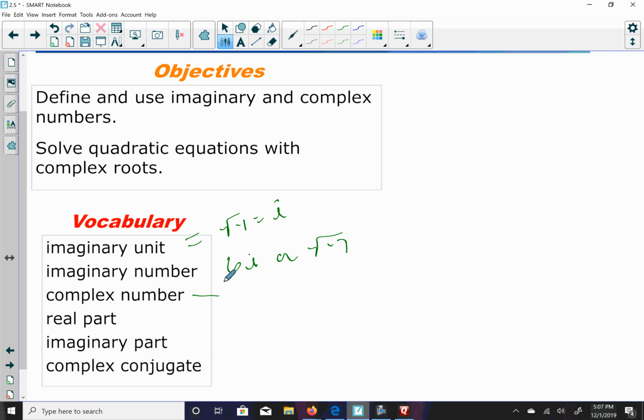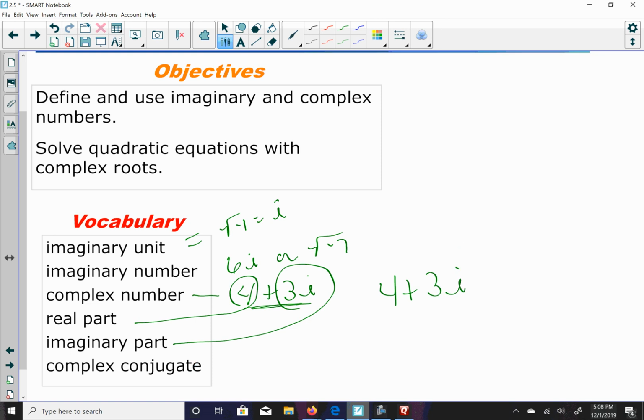A complex number means that I have a real part, let's say 4, plus an imaginary part, which is 3i. A complex number has both a real and imaginary part. Sometimes one of these can be equal to 0, but this is the standard form of a complex number. Again, the 4 in this case would be the real part. The 3i would be the imaginary part. A complex conjugate is, once you have this written in standard form, so we're going back to my 4 plus 3i, where you leave the real part alone and you take the opposite of the imaginary part. So this would be the complex conjugate of 4 plus 3i.